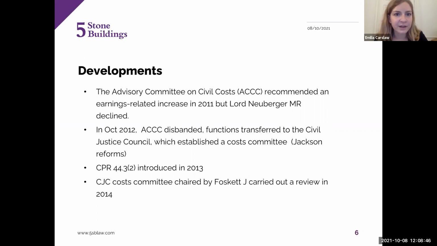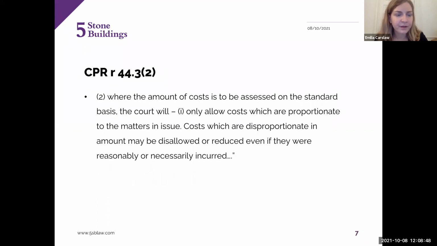Could you go to the next slide, please? So this was the proportionality rule regarding the assessment of costs on the standard basis. Next slide, please.